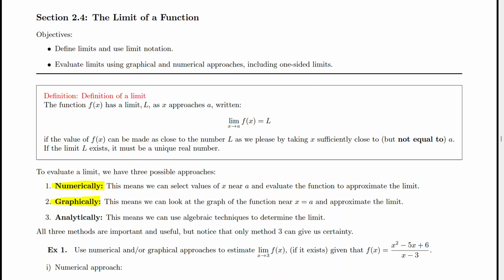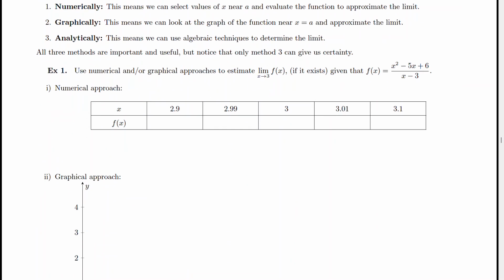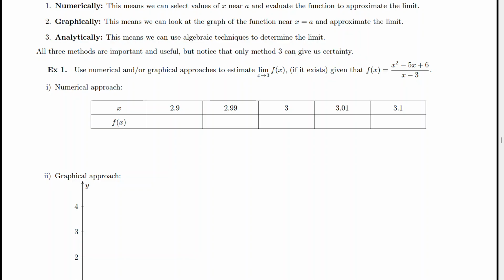Now, the technical definition is written over here in the middle of the page. I'm going to leave it and give you a second to read it on your own, but let's begin by looking at a specific problem where we actually have a function called f of x. In example number 1, it says use the numerical and/or the graphical approach to estimate the limit as x approaches 3 of the function f of x, if it exists. And the function f of x is x squared minus 5x plus 6, all divided by x minus 3.